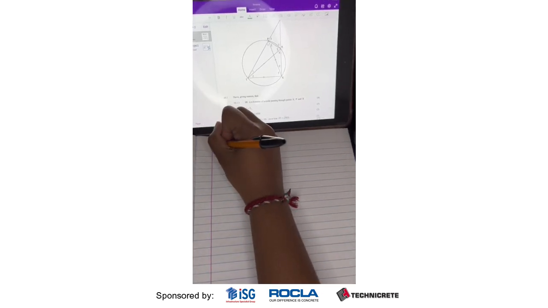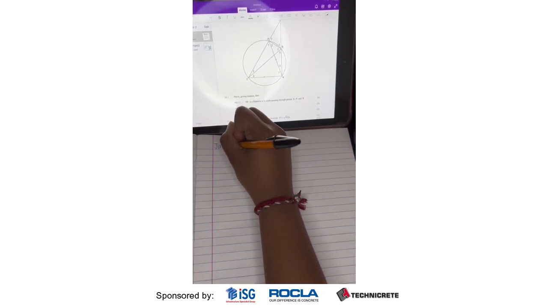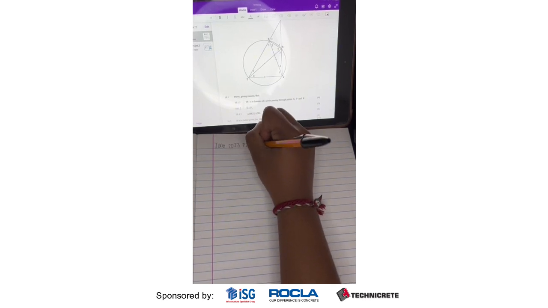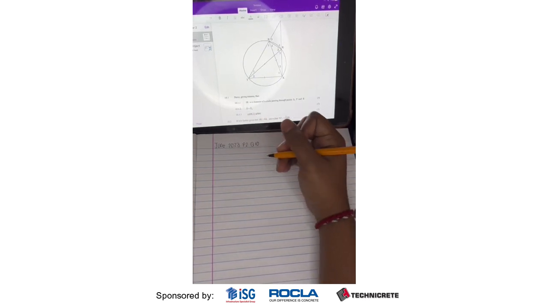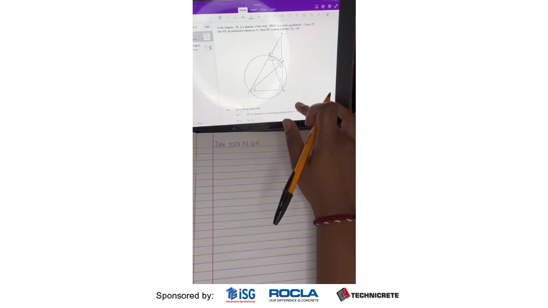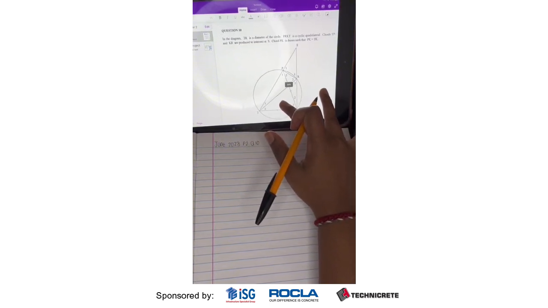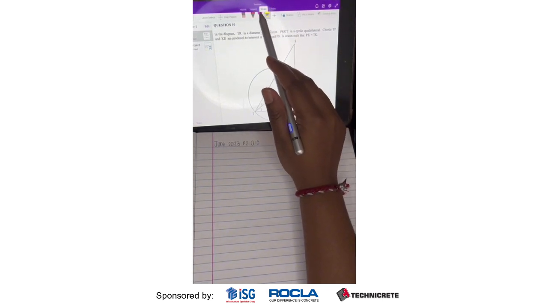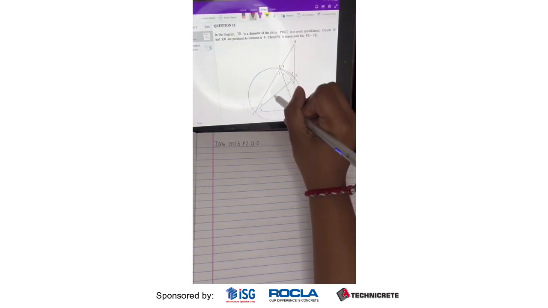Good day. Today we will be looking at June 2023, paper 2, question 10. Okay, let's take a look at this question. So it says, in the diagram, TR is the diameter of the circle. Okay, so we know that this is my center of the circle.